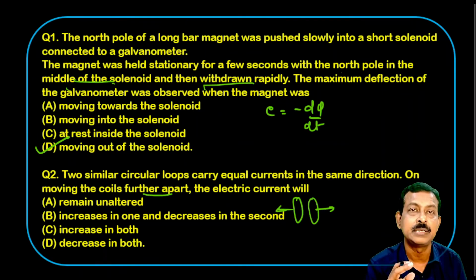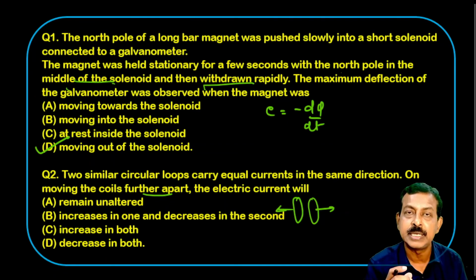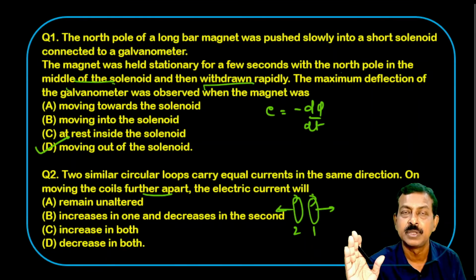And that current will be there in a direction to oppose the cause. That means it will try to develop a current in the direction so that it can oppose that. Now suppose both coils are carrying current in the clockwise direction. Suppose one of the coils, this one, I call the first one, and this is the second. I am moving the first coil away from it.